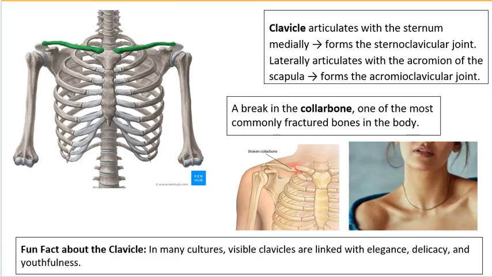Now let's talk about the clavicle a little bit. As you can see in this picture, the green color is showing the clavicle, which is articulated medially with the sternum. Then we have our sternoclavicular joint, which means the articulation between the sternum and clavicle. And laterally, as I mentioned, it is articulated with the scapula, and here we have our acromioclavicular joint.